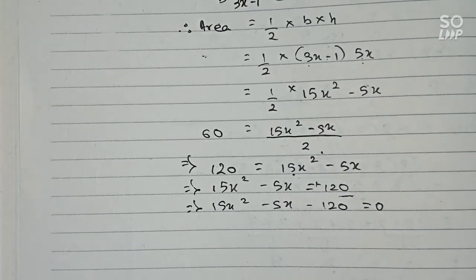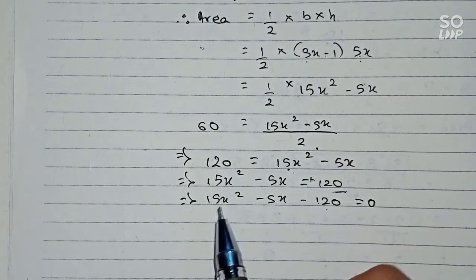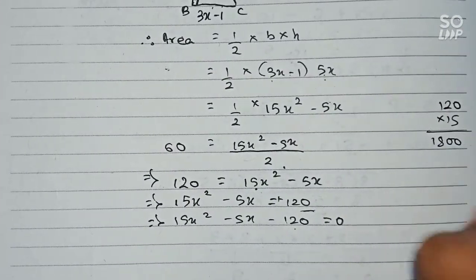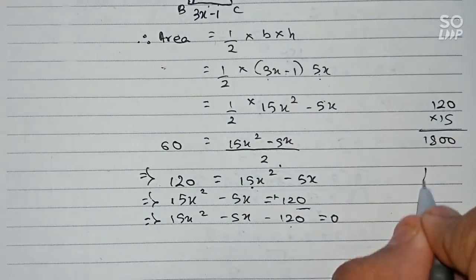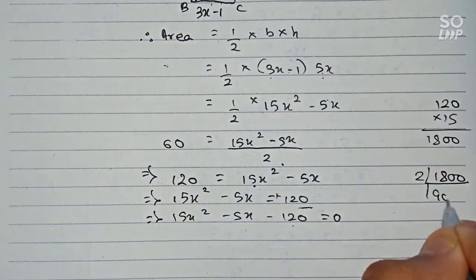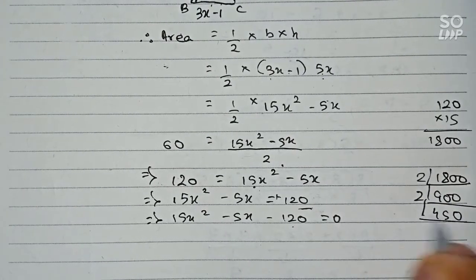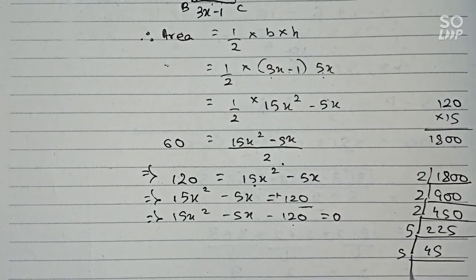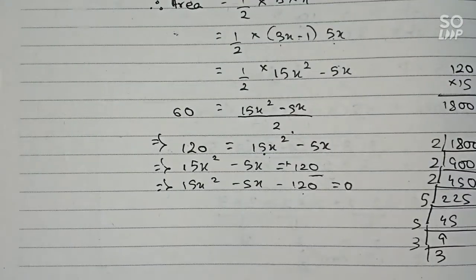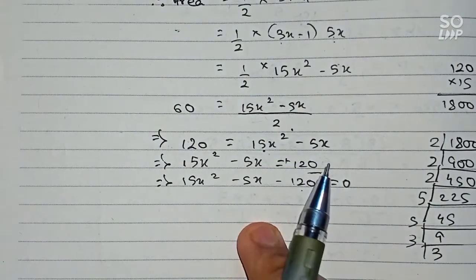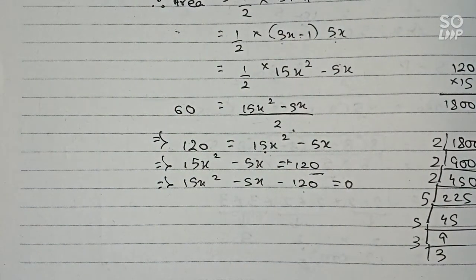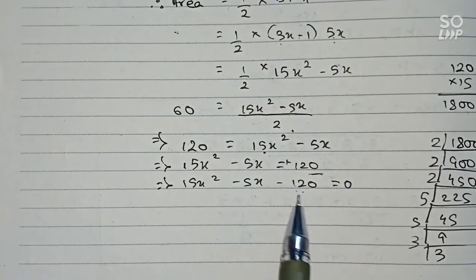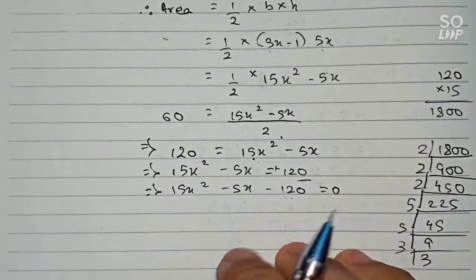Now to solve this quadratic equation, first 120 into 15 you have to do. So 120 into 15 becomes 1800. Now we have to prime factorize this 1800. So let's do it. 1800 by 2 is 900, again by 2 is 450, again by 2 is 225, now by 5 is 45, again by 5 is 9, then 3 into 3. Now we have to break this minus 5x into such numbers that if we add or subtract them, it becomes minus 5x, and if we multiply them, it becomes 1800. Here easily you can get these numbers.